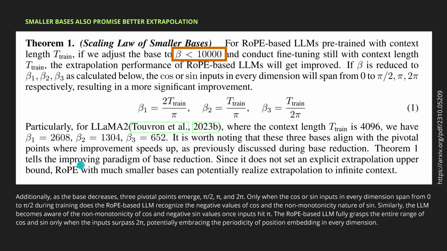So this theorem 1 tells the improving paradigm of base reduction. We go to 500, but we have an improvement in the performance at these 3 parameters. Really interesting.